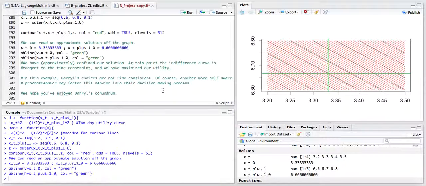So in this example, we can see that Daryl's choices are not time consistent. Of course, there might be another more self-aware procrastinator who may factor this behaviour into their decision-making process. But Daryl looks forever to put off his work and leave it to the last minute. We hope you have enjoyed Daryl's conundrum.